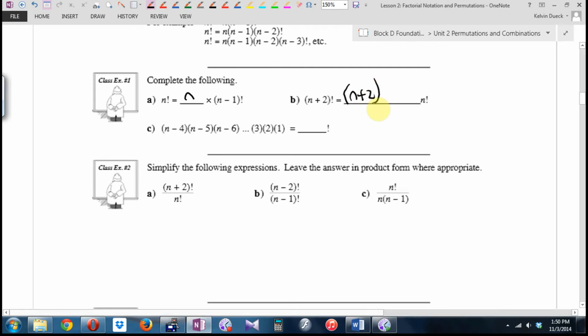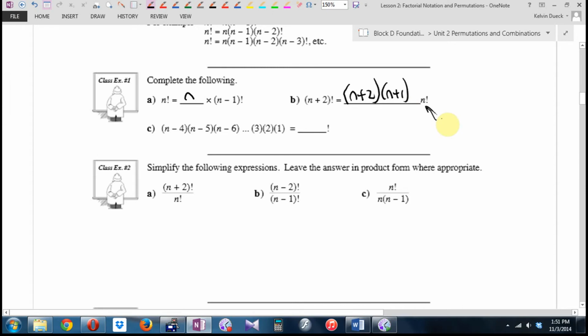The same way, if I had 7 factorial, the first thing I would write was a 7. If I had 12 factorial, the first thing I would write was a 12. And then I go down by 1. What's 1 less than n plus 2? What's 1 less than n plus 1? N factorial. There it is right there. Another way to write (n plus 2) factorial is (n plus 2) times (n plus 1) times n factorial.